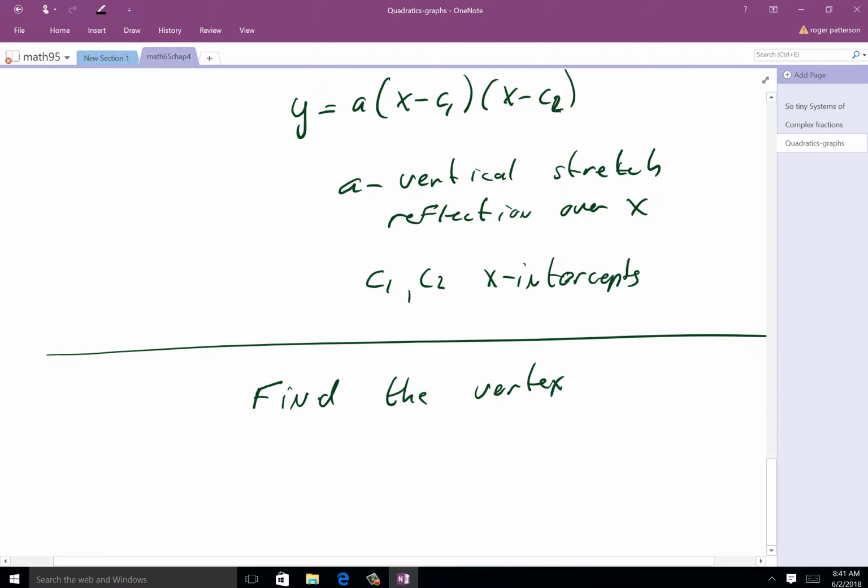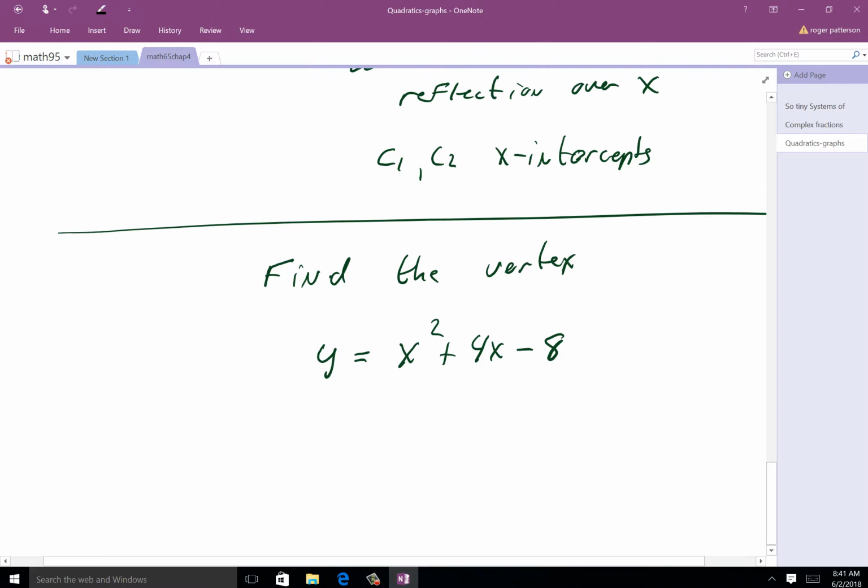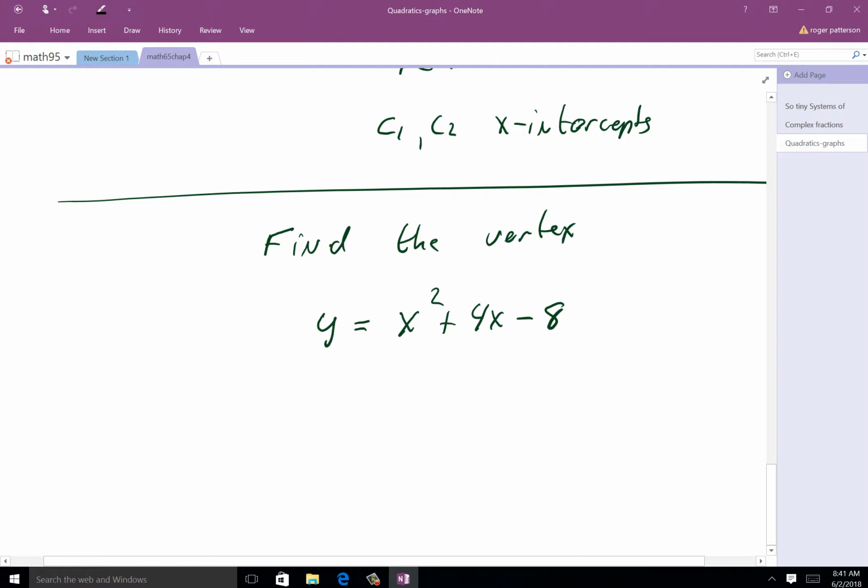A test question is probably going to be something along the lines of: here is a parabola. I want you to tell me what the vertex is. I want you to tell me what the x-intercepts are. I want you to sketch the graph. I want it written in vertex form. Something along those lines. So you're going to get one, and it's going to ask you to do this, this, this, this, this.